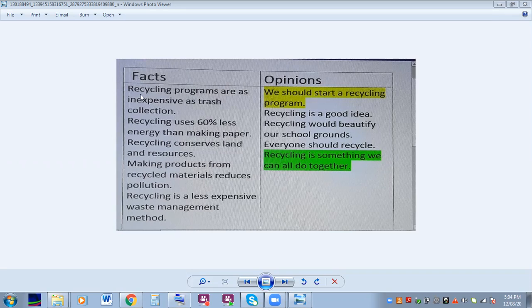The first reason that we wrote is that recycling programs are as inexpensive as trash collection. It doesn't cost more money to recycle, it actually costs less.